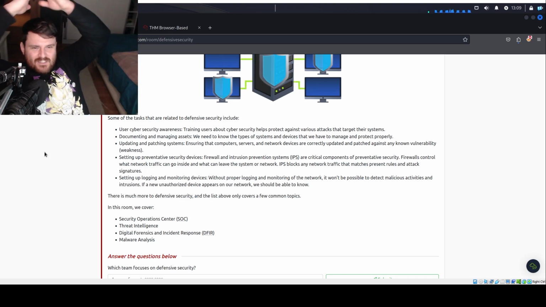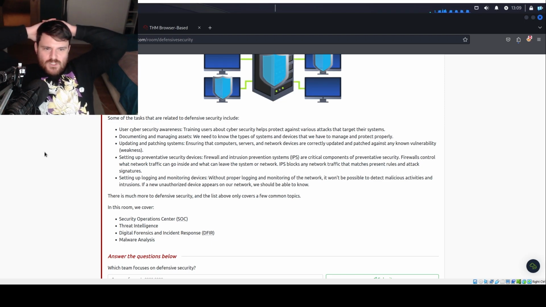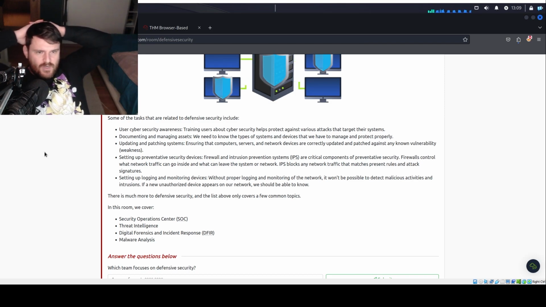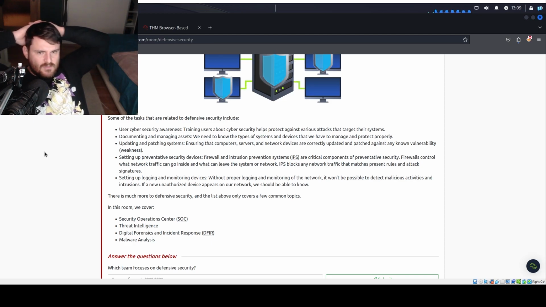Some of the tasks that are related to defensive security include user cybersecurity awareness. Training users about cybersecurity helps protect against various attacks that target their systems.